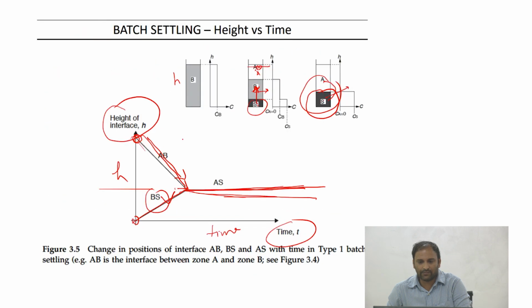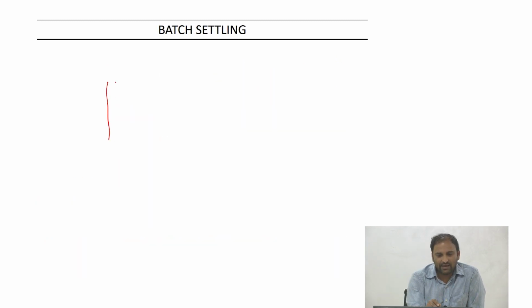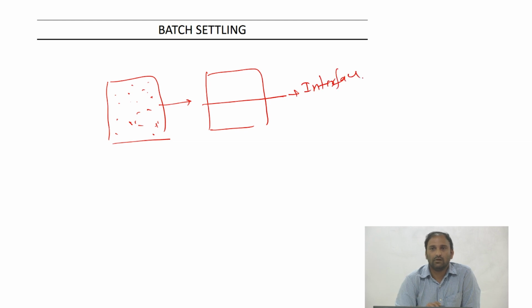Now if you go back and look at typical sedimentation tests, you will always come across cases where you have a sharp interface, and that sharp interface separates zones of different particle concentrations. Let's take a simple case. I start with a certain number of particles here. Say that at some point in time you have a clear interface, that's my interface.